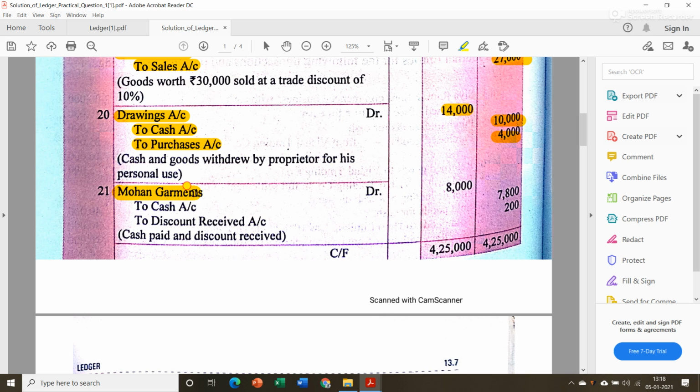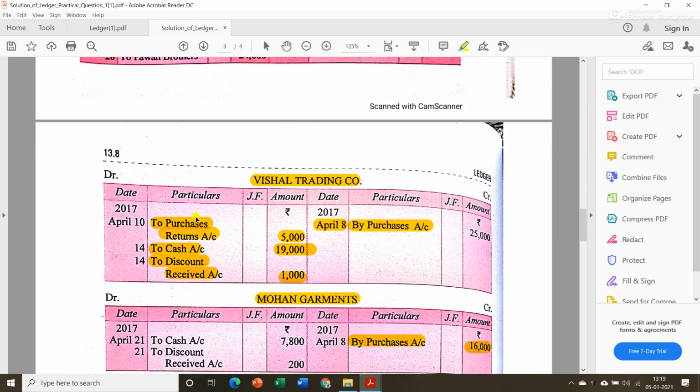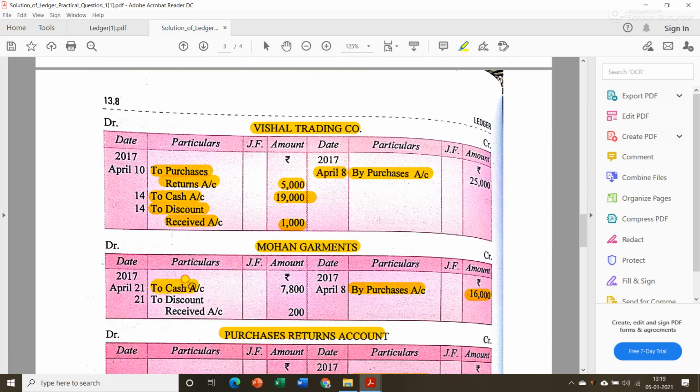Mohan Garments is the receiver of cash, so his account will be debited. Then cash went out from the business, so cash account will be credited. Then we received discount from him, so it is our income or gain, and according to the nominal accounts rule we have to credit this account. Since we have Mohan Garments already prepared in our ledger, we will pass entry to cash account 7,800 that we actually paid to him. Then to discount received account 200.